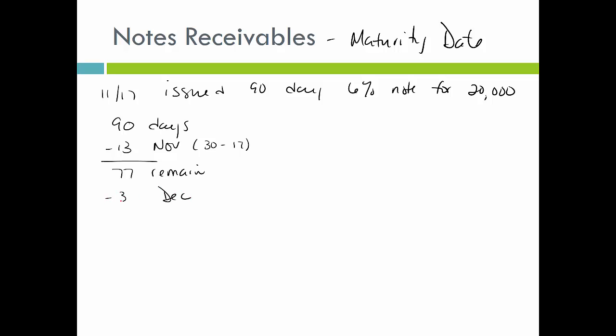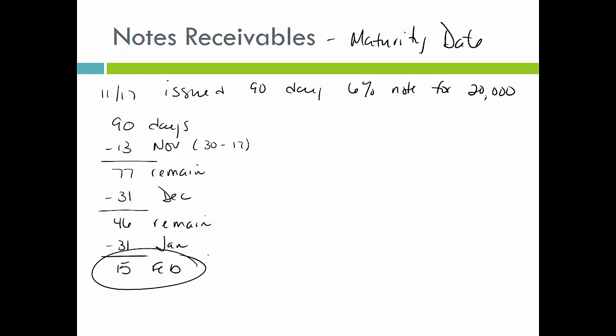In December, I'm going to use up 31 of those days, because there's 31 days in December. So at the end of December, there are 46 days remaining on this note. In January, I'm going to use up another 31, because there's 31 days in January. So at the end of January, there are 15 days remaining. So this note is due on February 15th. Different students have told me different ways they figure it out, as long as you come up with February 15th. But we can't just say 3 months from now, because when we're going by days, different months have different number of days in them.